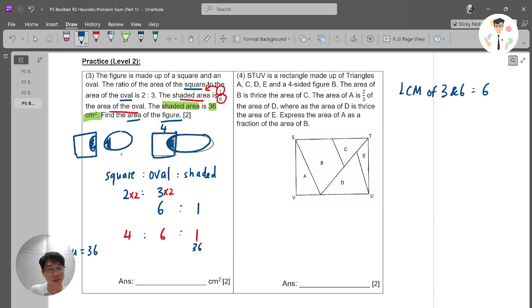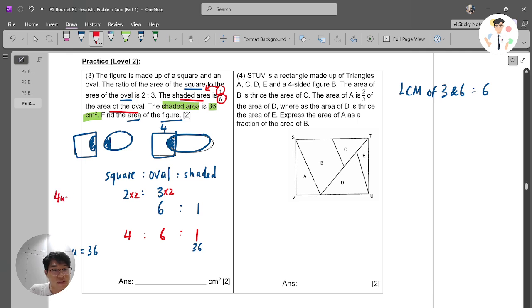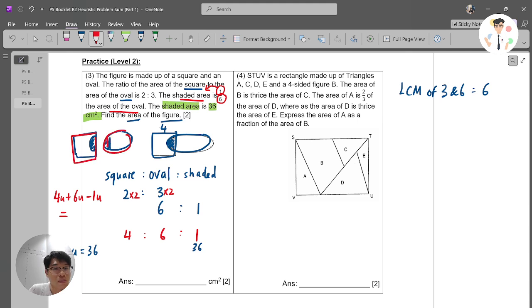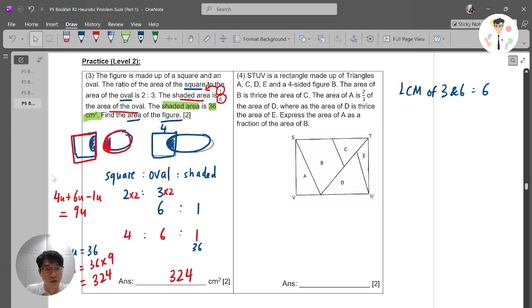That's why what you are supposed to do is to use 4 unit plus 6 unit minus 1 unit. Again, why? Because 4 unit plus 6 unit, but I need to minus away this red color because I only want the shaded part for only once. Okay, this is important. So it's actually 9 unit. That's why if 1 unit is 36, then 9 unit is 36 times 9, which is equal to 324. 324 cm square.